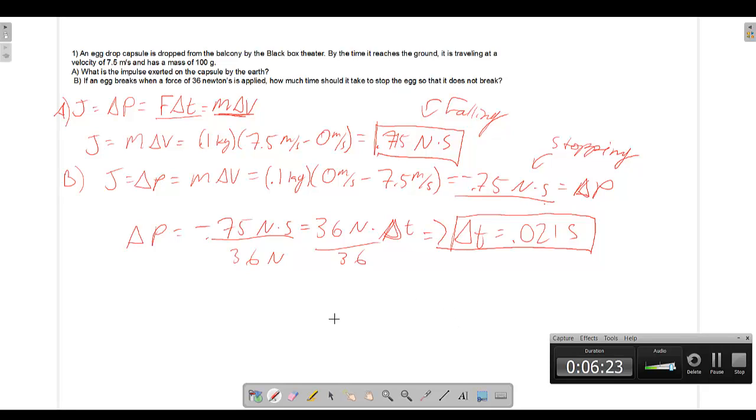Alright, so there you go. That is using impulse, both parts of the impulse equation to solve for various physical quantities involving impulse and momentum. Let's move on to the next momentum question.